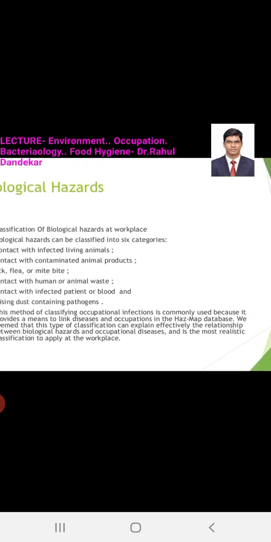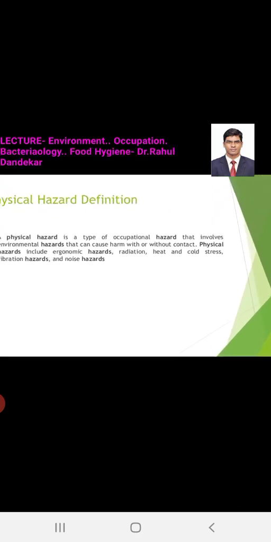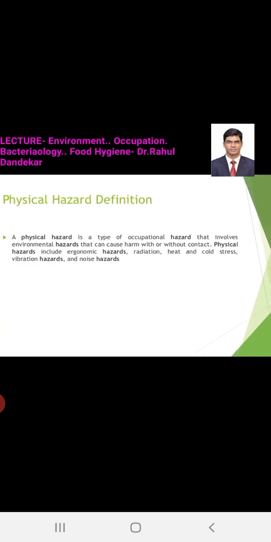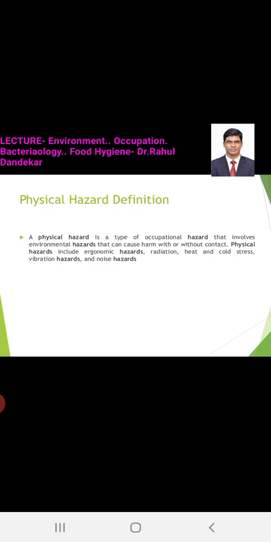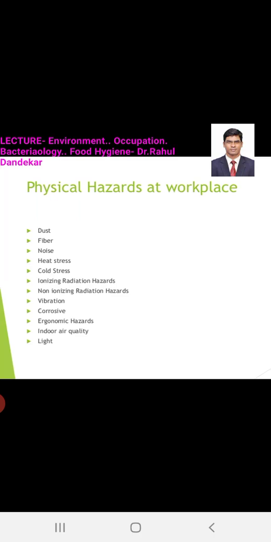Biological hazards are some problems in the workplaces. These are contact with living organisms, with tick, flea, or mite bite. Physical hazard definition: a physical hazard is a type of occupational hazard that involves environmental hazards that can cause harm with or without contact. Physical hazards include ergonomic hazards, radiation, heat, cold stresses, vibration hazard, and noise hazards. Physical hazards in the workplace: dust, fiber, noise, heat stresses, cold stresses, ionizing radiation hazard, non-ionizing radiation hazard, vibration, corrosive.